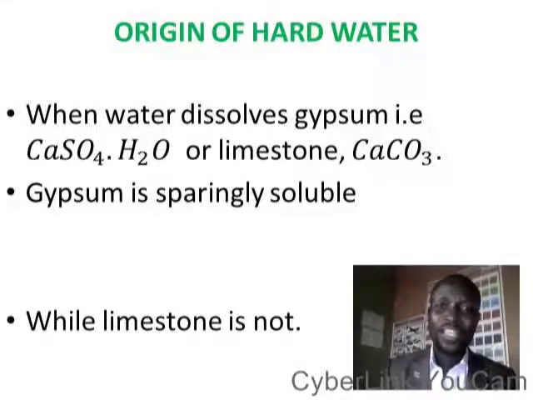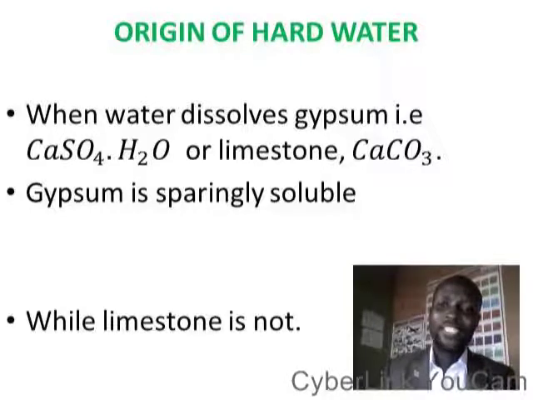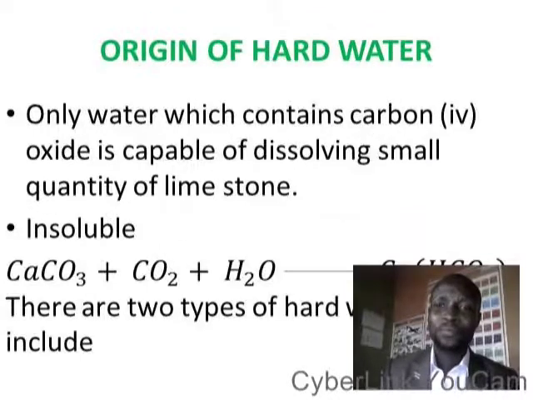Aspect of chemistry that we have today: origin of hard water. Hard water is formed when rain falls and it mixes with gypsum. Gypsum is CaSO4.2H2O, or limestone. Limestone is CaCO3. Gypsum is sparingly soluble in water, while limestone is not.